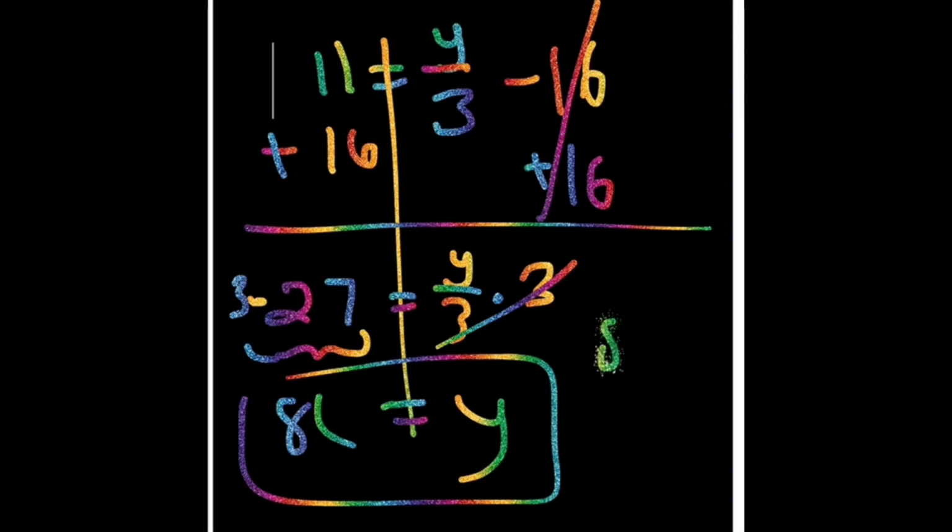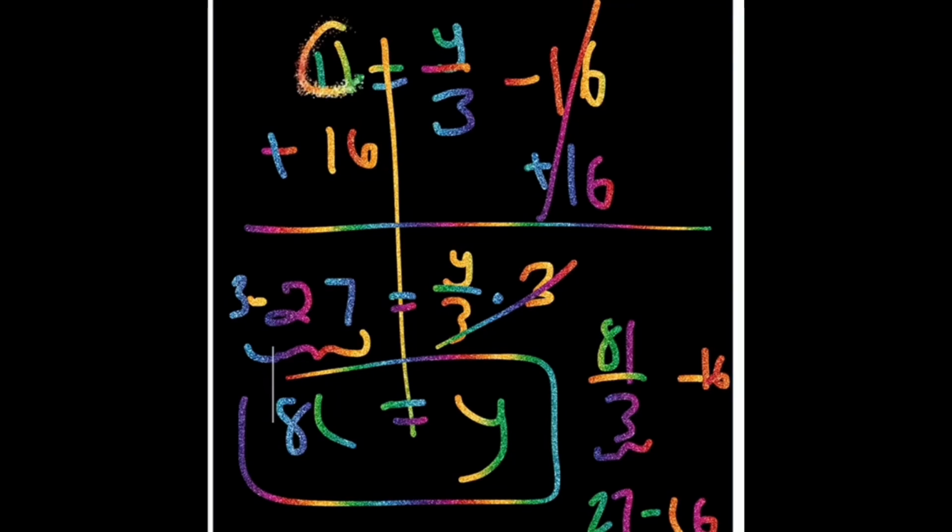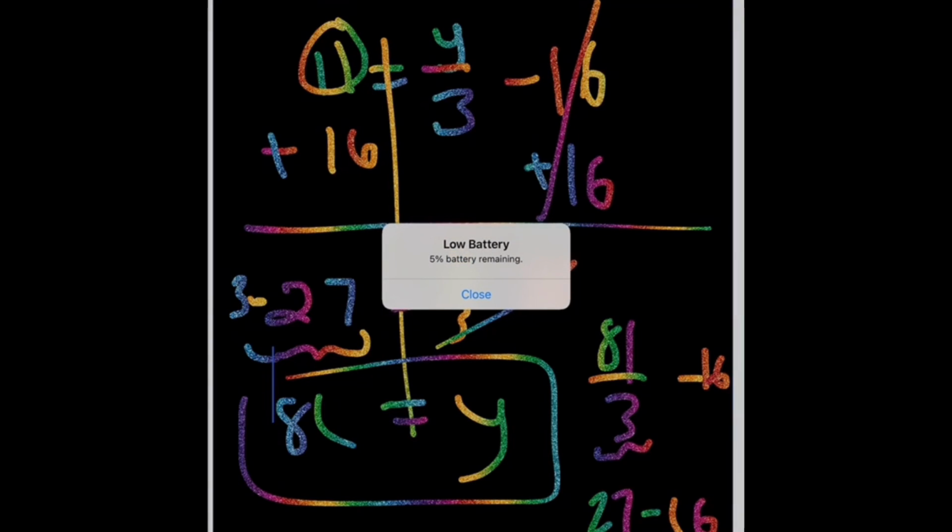And you can always check your work. If you wanted to, you would do 81 divided by 3 minus 16. What does this give me? 81 divided by 3 gives me 27, and then I would minus 16, and I would get 11. So 11 does equal 11. So that works. Hopefully this video helped you solve multi-step equations. It's not really much different from solving one-step equations, except you have to do one more extra step.